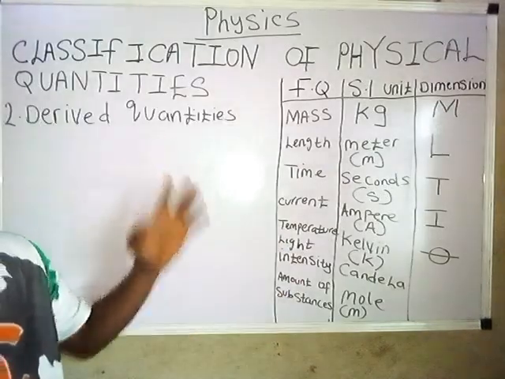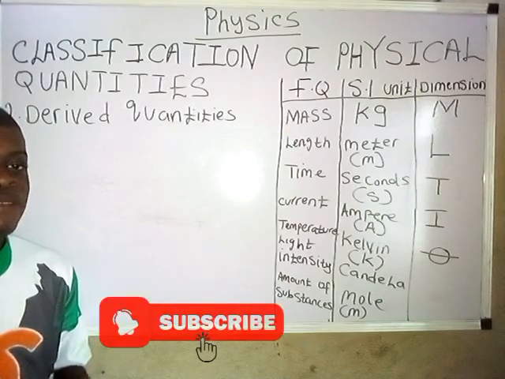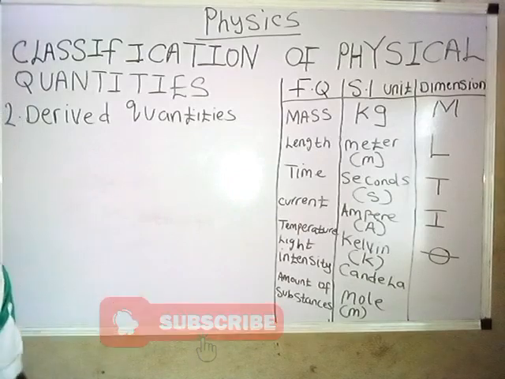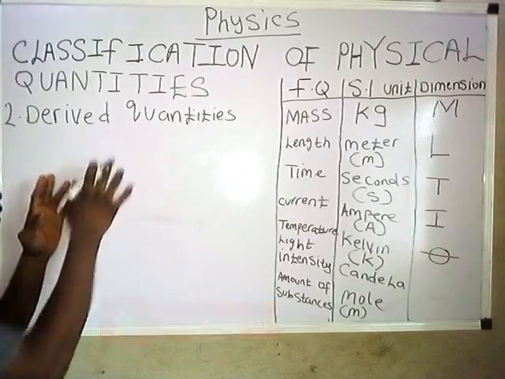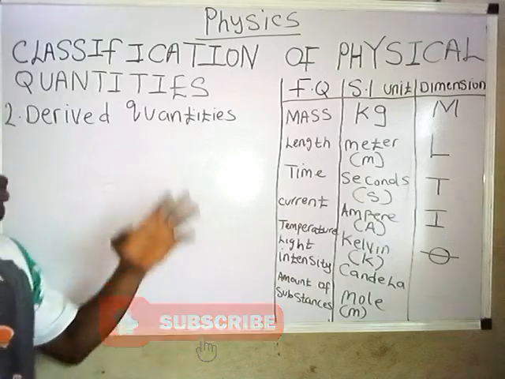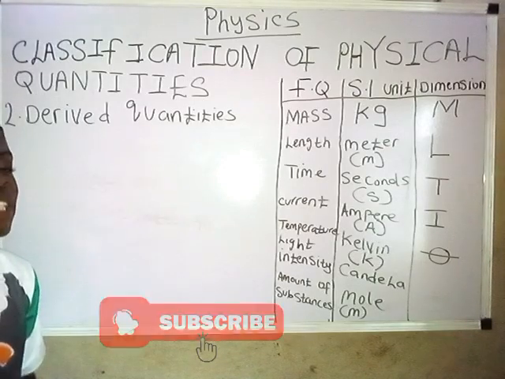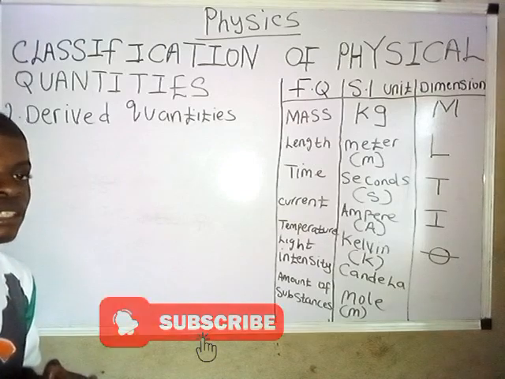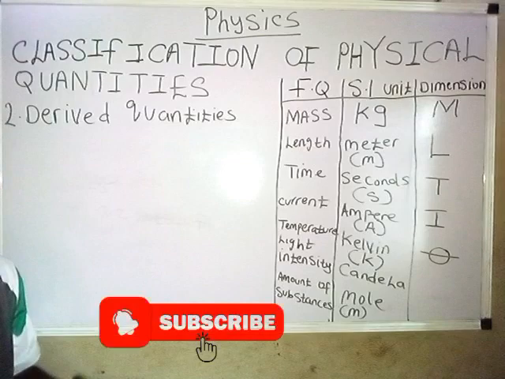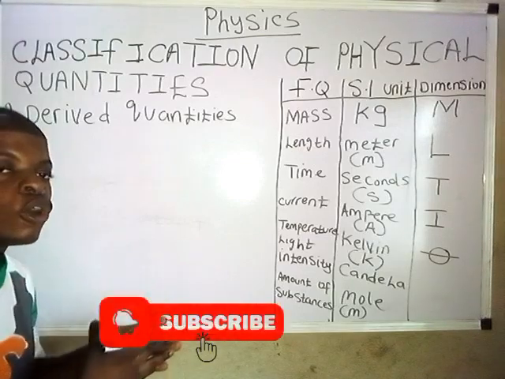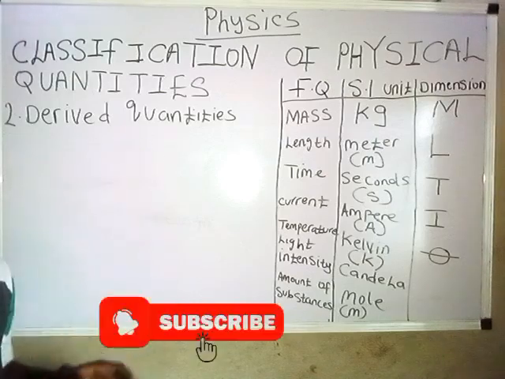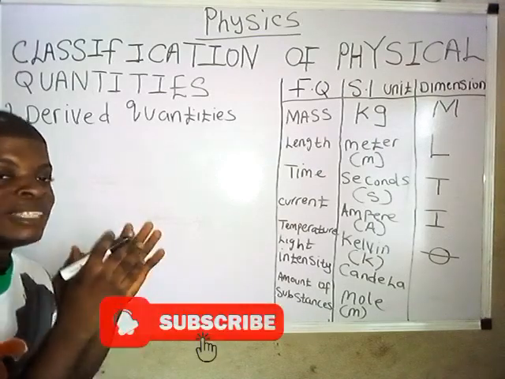We have this derived quantity. From the word derived, it means it was gotten from something. To break it down simply, derived means got from something. So let me explain what derived quantities are. These are quantities in physics which are gotten from the mathematical combination of fundamental quantities. That means derived quantities are combinations of fundamental quantities.